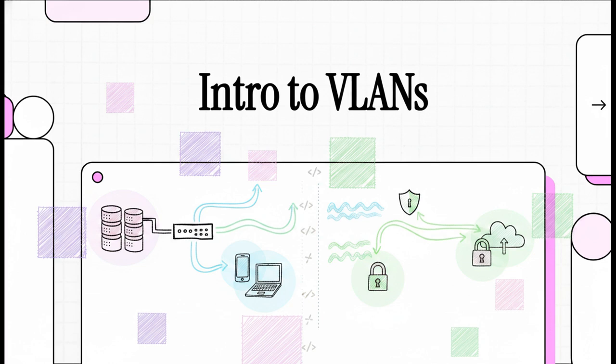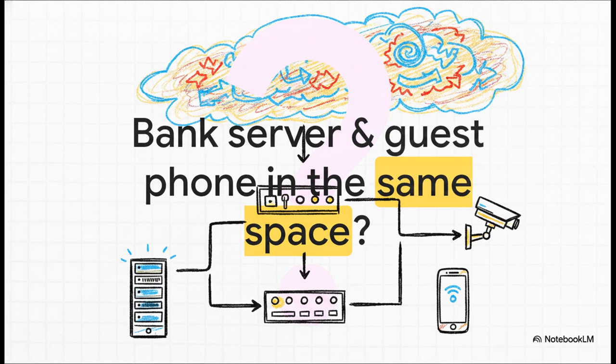We're looking at VLANs. To really wrap our heads around why this technology is just so vital, you have to ask yourself a pretty scary question. What actually happens when a highly sensitive bank server and a random guest smartphone share the exact same space?